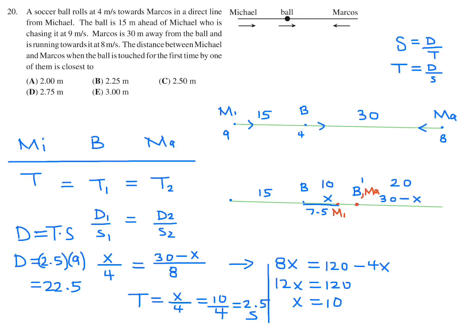Correct? And therefore, the total distance was 45, right? And we've got 15, we've got a 7.5, and we've got a 20. So if you do the subtraction, you'll find that this distance in red is going to be 2.5. And 2.5 represents the distance between Michael and Marcos when Marcos reaches the ball first. So number 20, the answer is C.